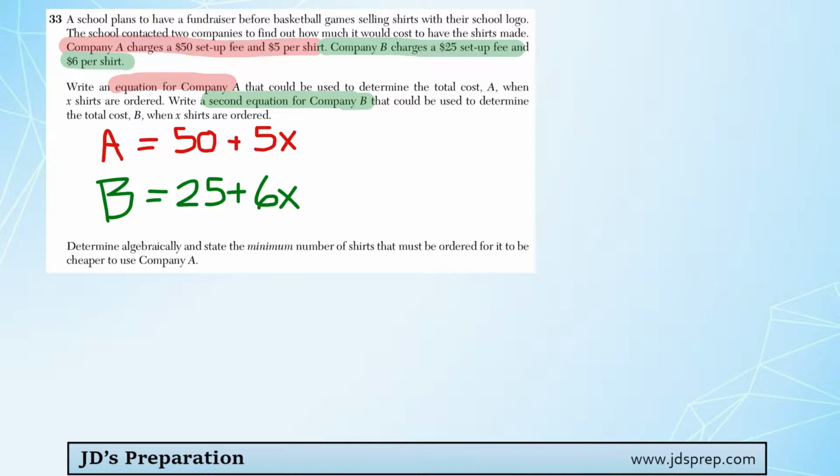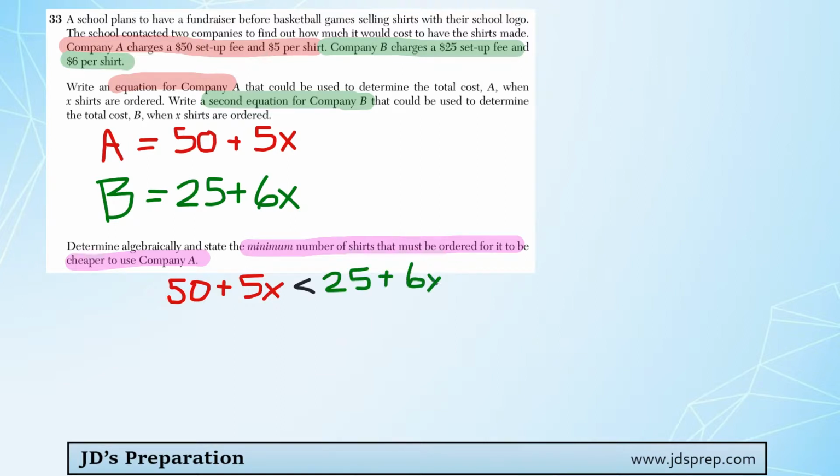All right, now for the next problem, it says to determine algebraically and state the minimum number of shirts that must be ordered for it to be cheaper to use company A. So in other words, we want A to be cheaper than B. So we have to write this out like an inequality. So company A, we know the cost is 50 plus 5x, and we want that to be cheaper, so less than company B, which is 25 plus 6x. So now what we've done is we've written out the inequality. Now we would want to try to isolate x, and we'll have our solution.